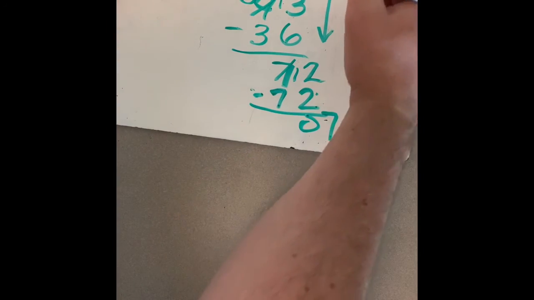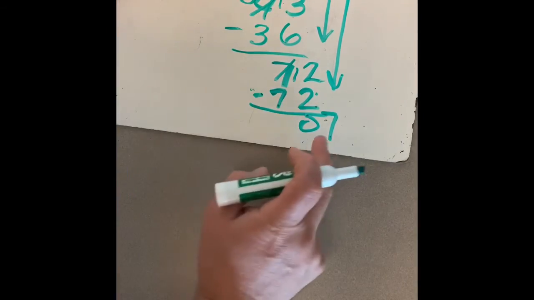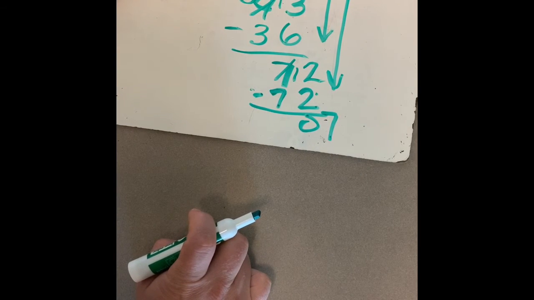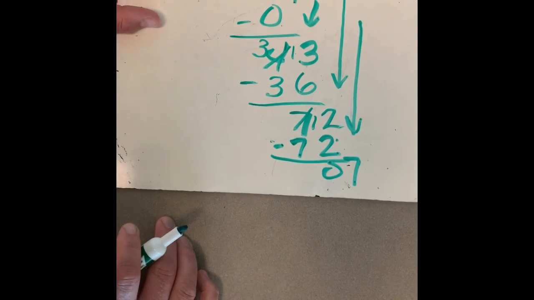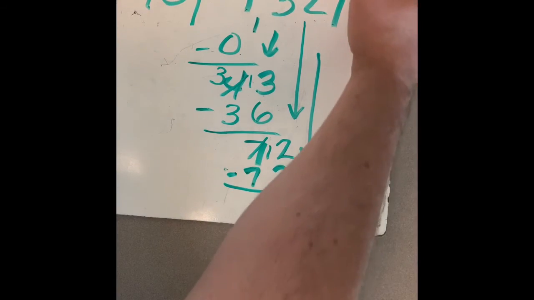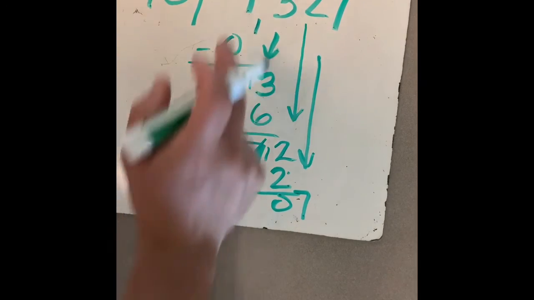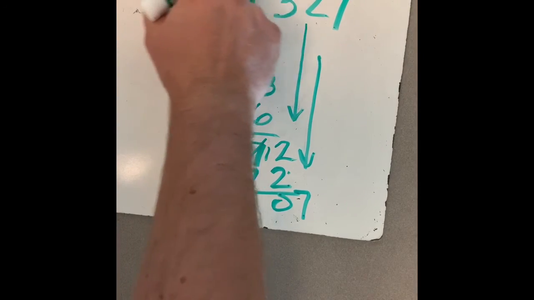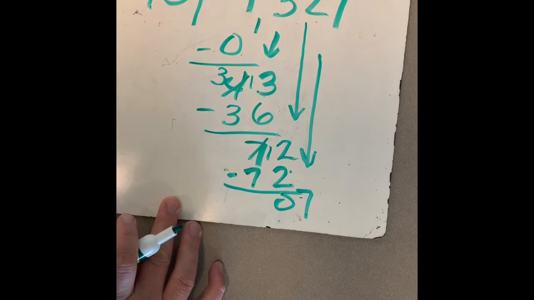Now, we're towards the end of my number. I can't take any groups of 18 out of 7 because it is too large. So I'm going to put a 0 down. And because that is my last digit that I am dealing with in my dividend, that 7 is going to become my remainder. So if I take that 0 away that was my placeholder at the beginning, I've got 240 with a remainder of 7.